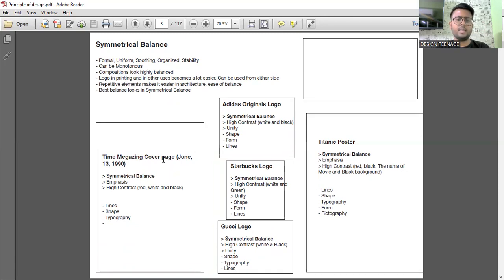These are some of the examples, and the design principles mentioned over here. The Time magazine has symmetrical balance followed by emphasis, high contrast. Below the design principles, these things, line, shape, typography, form, are visual principles, what you can see visually. Specifically, in the NATA examination you will get questions related to visual principles, and they will ask you what visual principles you can see in this composition.